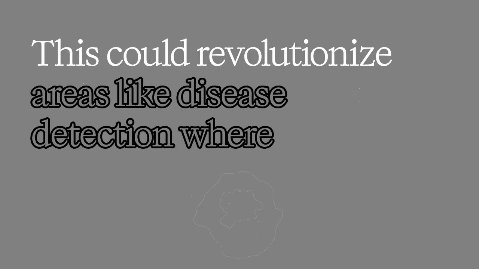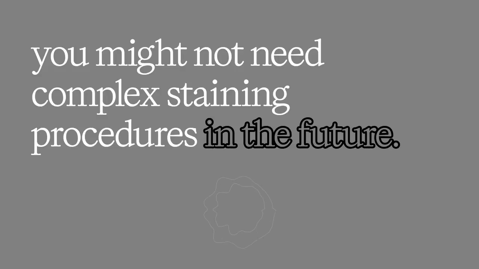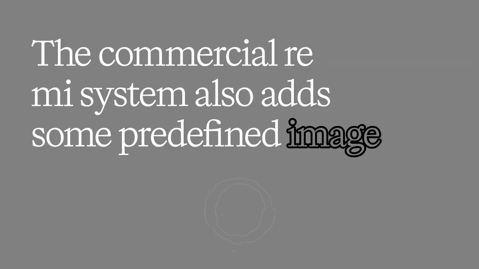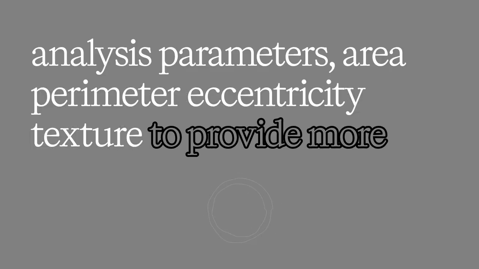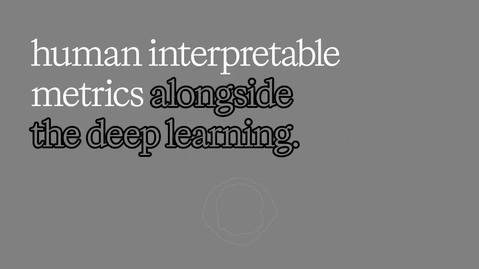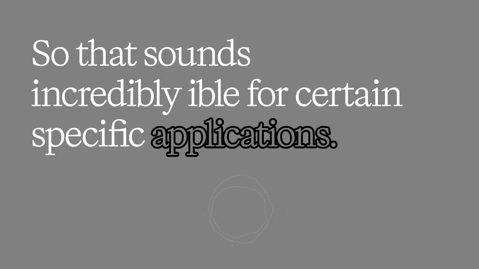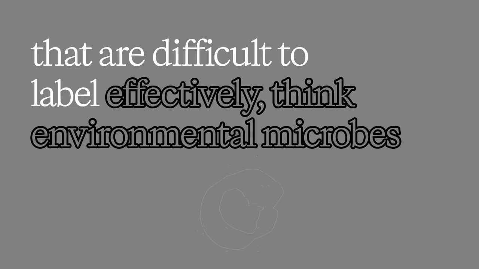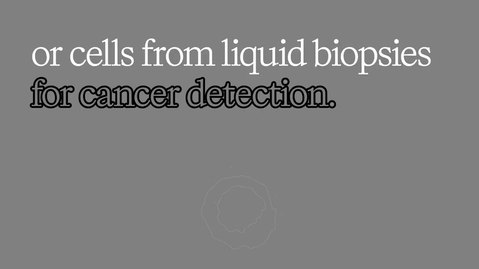This could revolutionize areas like disease detection, where you might not need complex staining procedures in the future. The commercial RAMI system also adds some predefined image analysis parameters: area, perimeter, eccentricity, texture, to provide more human interpretable metrics alongside the deep learning. So that sounds incredibly versatile for certain specific applications then. It is. It's ideal for situations where you have unlabeled samples or samples that are difficult to label effectively, think environmental microbes, or cells from liquid biopsies for cancer detection.